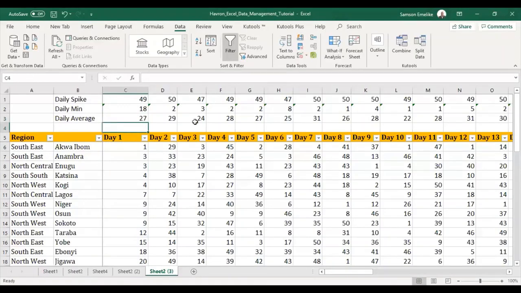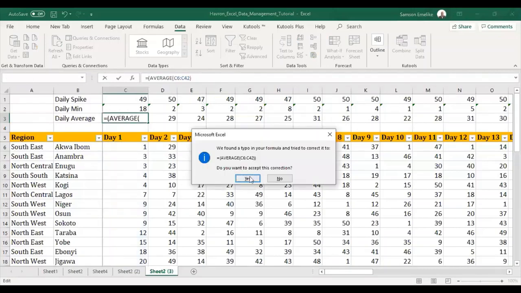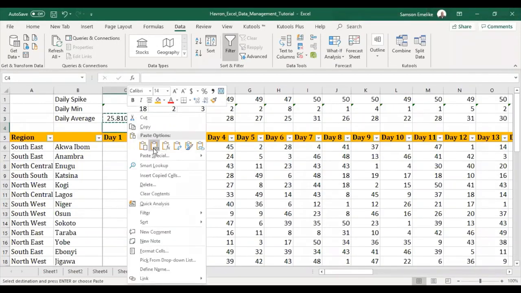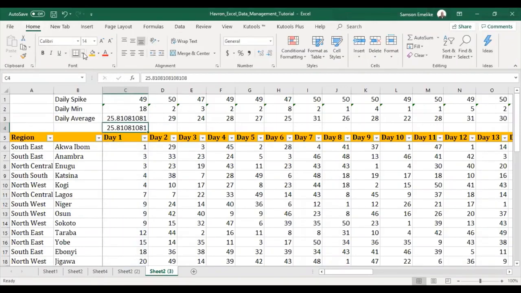Let me see, 3. Okay, so what is happening is that originally, now let me remove the ceiling so that we can get the figure. Sorry. This was the figure that we got, right? So I'm going to copy this and just paste the value here, so that we'll be comparing it with our operation.